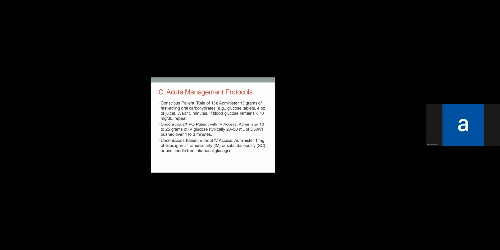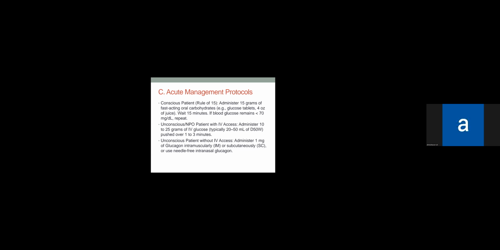Okay, clear? So the patient is conscious, alert, with an intact airway. We have the rule of 15. Administer fast-acting carbohydrates, give 15 to 20 grams of simple oral carbohydrates, like fruit juice or regular non-diet soda.